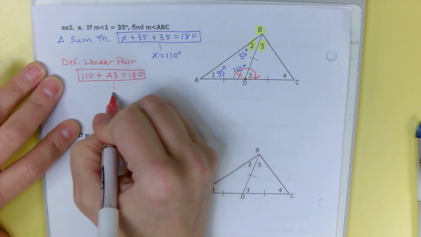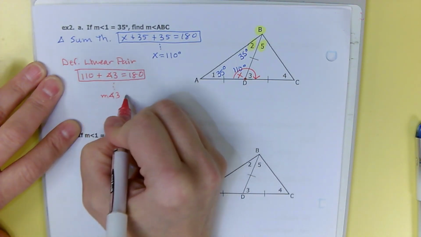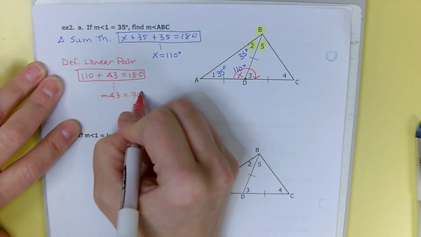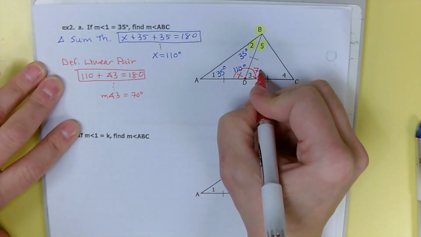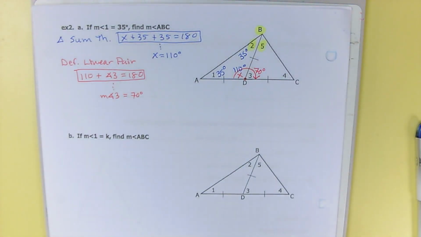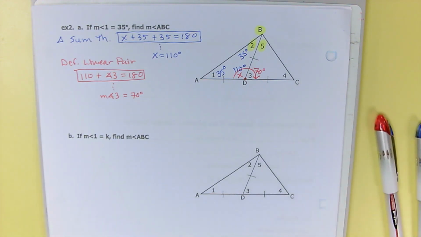So we solve for angle 3, and we get 70 degrees. And I'm going to put that in here, 70 degrees. So that linear pair is how I got from one triangle to the other. Now I'm in the right-hand triangle, which is the one I need.